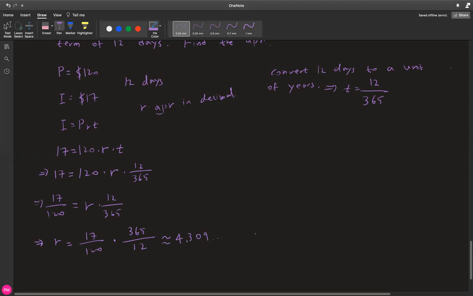So what does this mean? So this actually means that the APR is 430.9%. So in this case, even though owing $17 for borrowing $120 for 12 days may not seem like a lot, in reality, the APR is 430%, which is a huge amount of margin that they're really making.